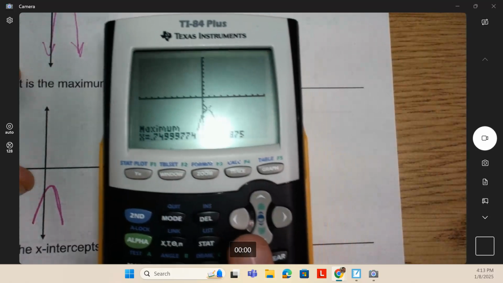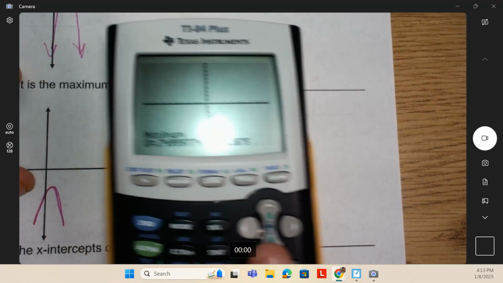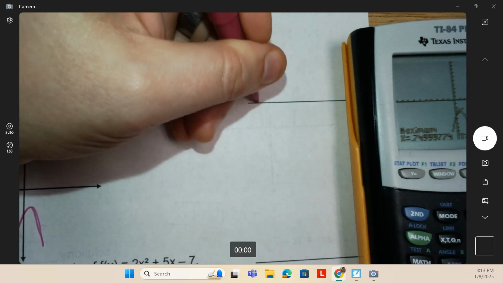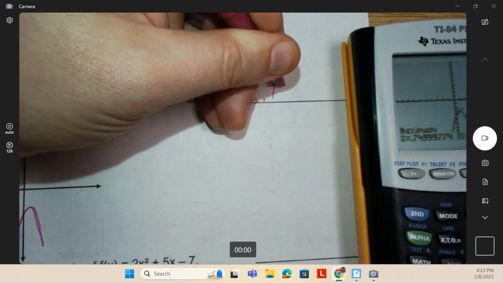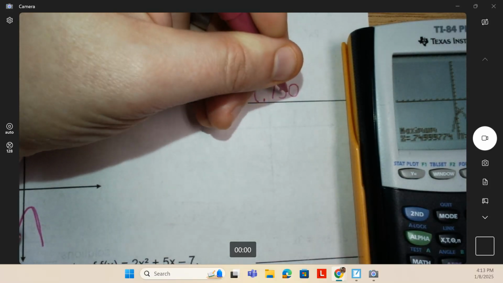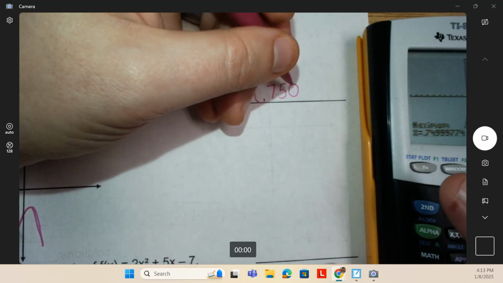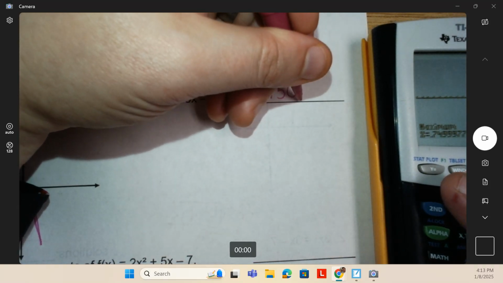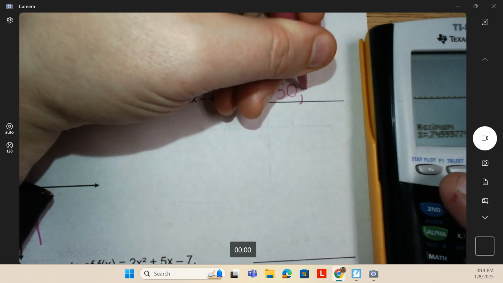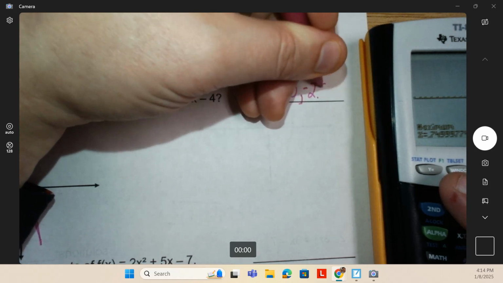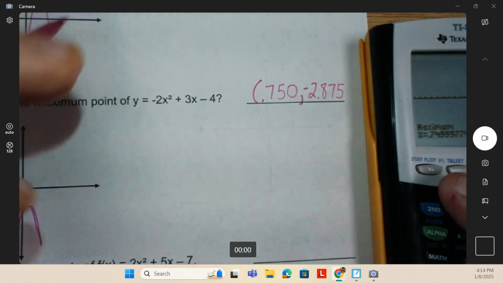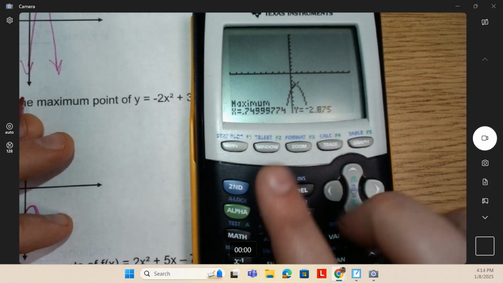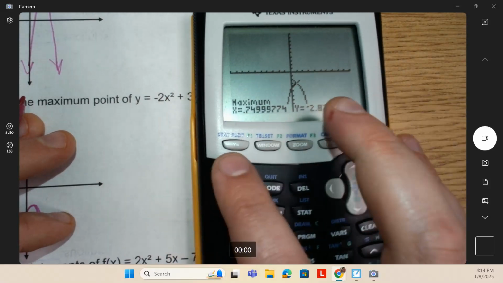So I would put that as an ordered pair. So my x value was 0.750, because that 999 over and over again basically sets 0.750 or 3/4. And then negative 2.875, which would also be a regular fraction as well. But that's putting that there as my maximum.